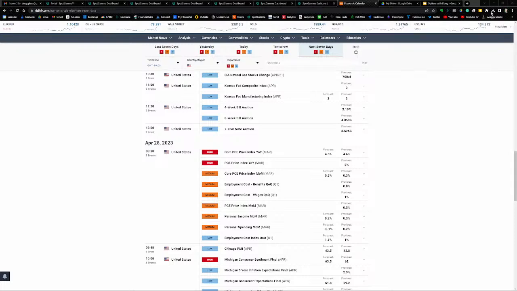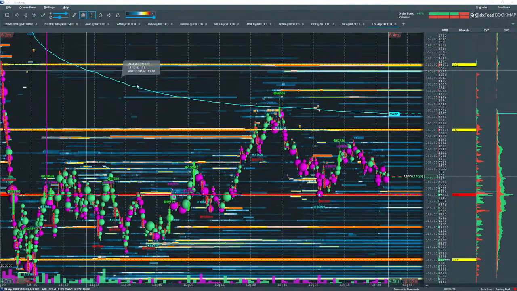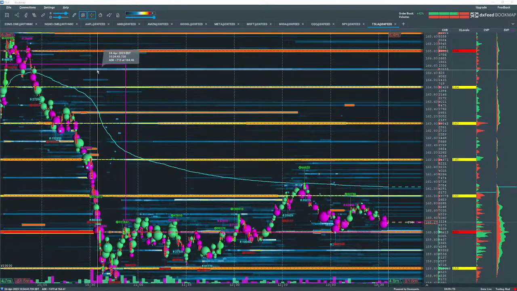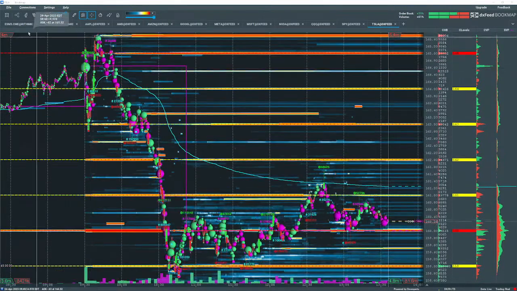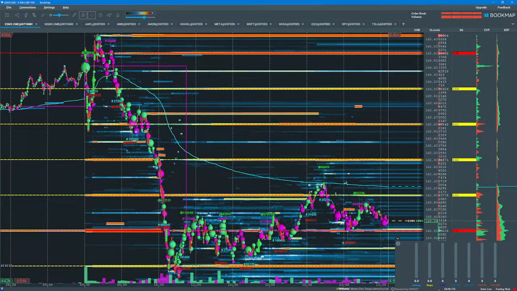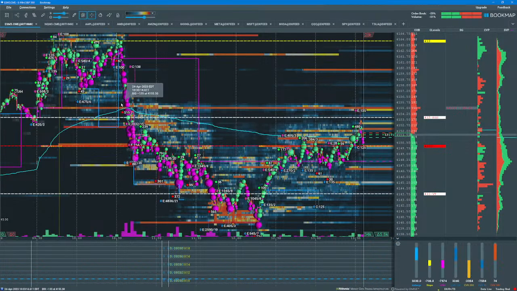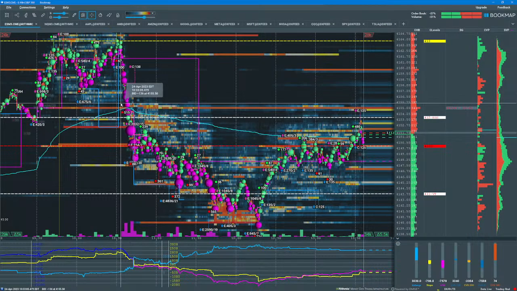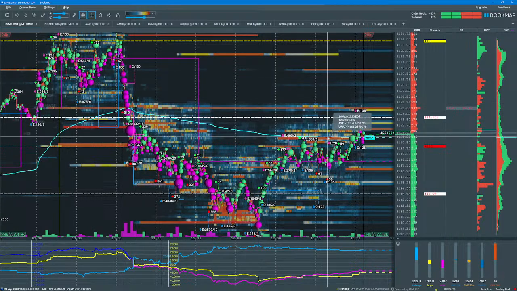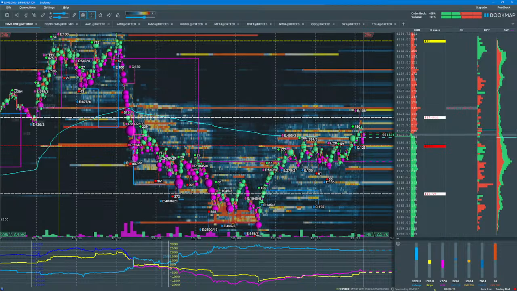All right, let's take a look at some charts now and go over my positional analysis, and we'll start with the S&P 500. This is the S&P 500 futures, ES futures, in Bookmap. And before I go any further in this chart, I'm going to take a look at a larger time frame.